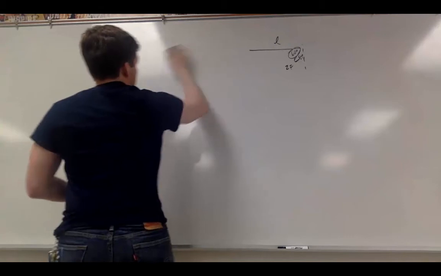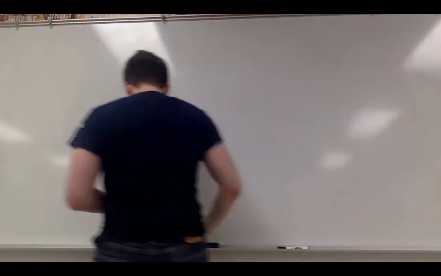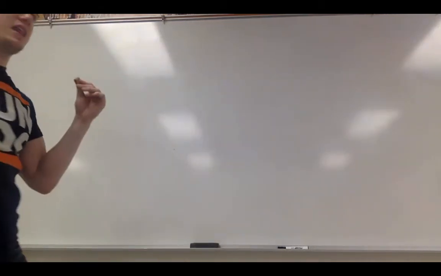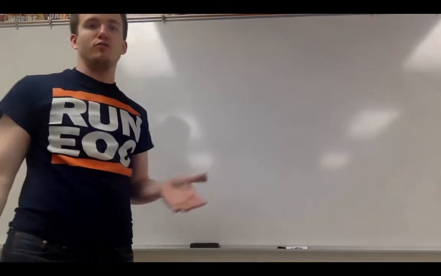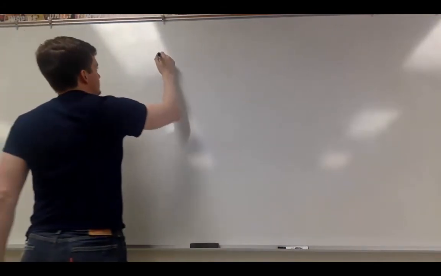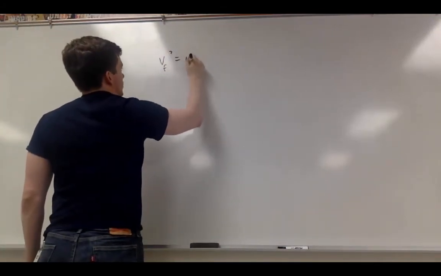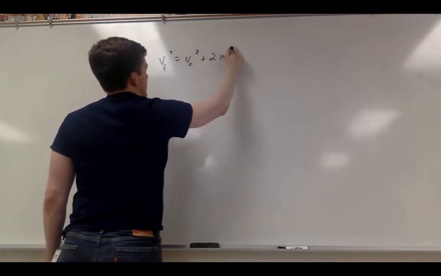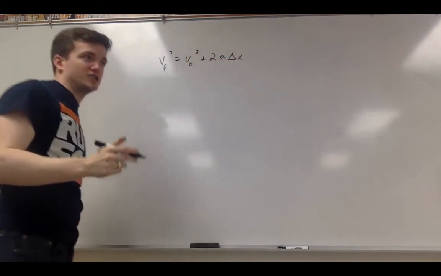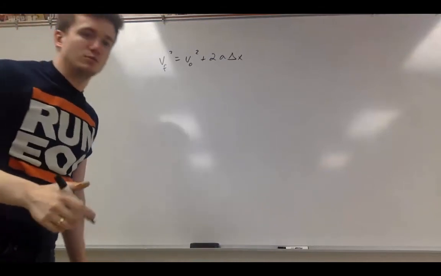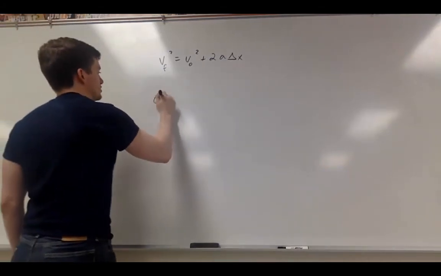Number 10 was one of the only just pure rotational kinematics problems on the test. And it was based off a formula that wasn't on the formula chart. This formula, however, is on the formula chart. V final squared equals V initial squared plus 2A delta x. And so you might find it unreasonable, but yeah, I did want you to realize that you can just do this.